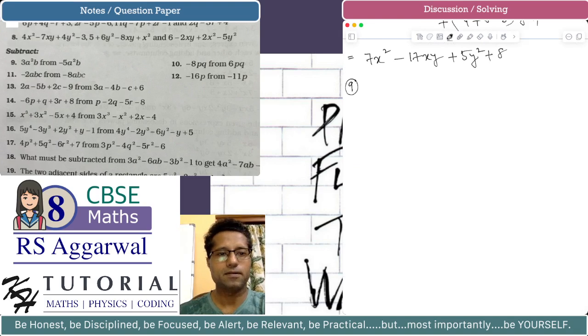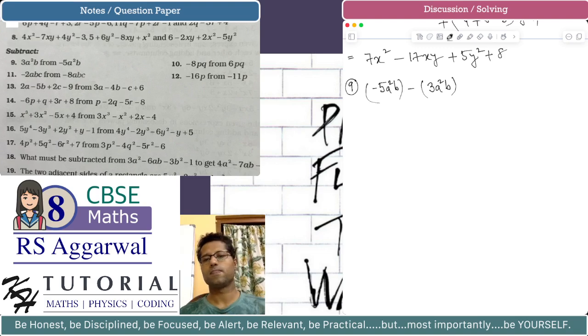We have to subtract 3a square b from minus 5a square b. So basically we have to subtract 3a square b from minus 5a square b. Minus 5a square b is a term and 3a square b is another term. We have to subtract the term 3a square b from minus 5a square b, and we can see that these are like terms.